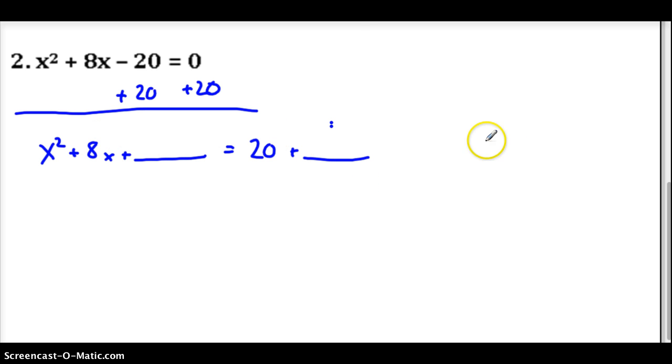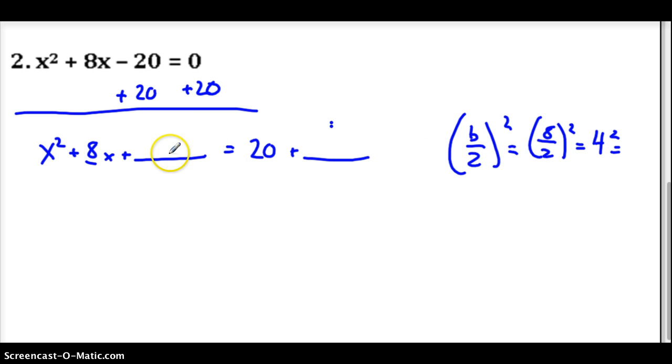Next step, we take our b term. So remember, to get whatever we're going to fill in here, it's going to be b divided by 2 squared. Our b in this case is 8. Remember, it's just what's in front of x. 8 divided by 2 is going to be the same thing as 4 squared, which equals 16. So 16 goes on both sides.